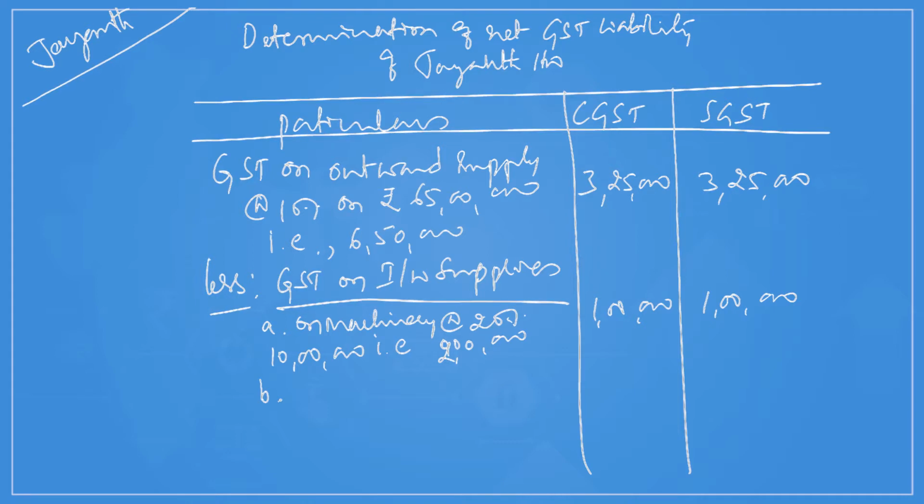The second inward supply is capital goods. On this, GST at the rate of 10% on rupees 30 lakh is rupees 3 lakh. For CGST it will come rupees 1 lakh 50,000. For SGST also it will come rupees 1 lakh 50,000.